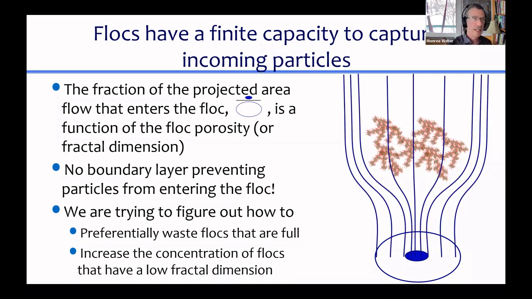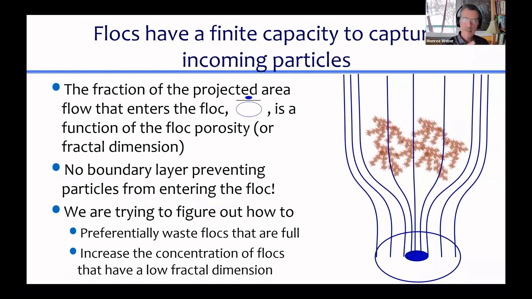Those are streamlines, and some of those streamlines go right through the flock. Not many of them, but a few of them. The dark blue in the middle here represents the flow that actually ends up going through the flock. And the donut between the dark blue and the outer blue ring represents the projected area of the flock where that water goes around the flock.